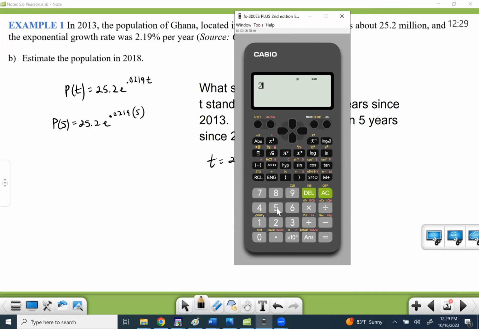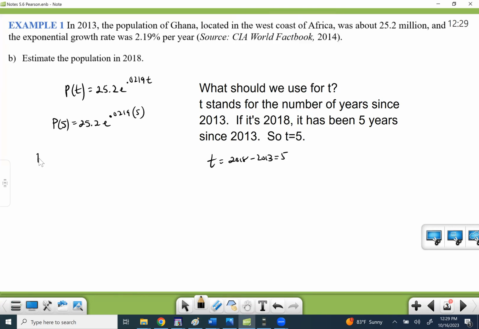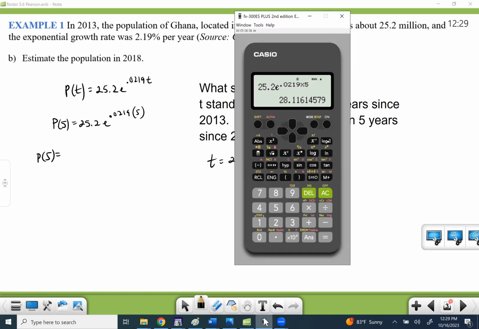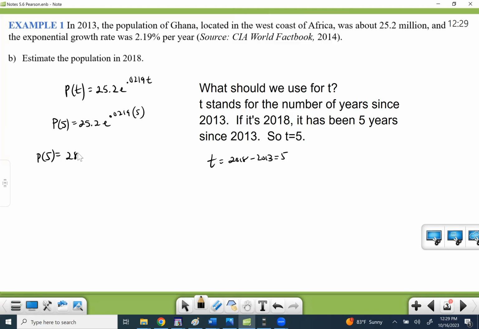25.2 times e, so shift e, to the 0.0219 times 5. If you're getting something smaller, you know you messed up, because we have this as the growth rate, which means that this is growing. So we got 28.1. We'll just estimate. They didn't tell us where to round it, so we have that freedom there.